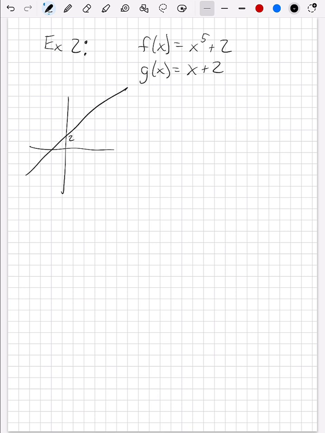Or multiple overlaps, I should say. So let's say f of x is equal to x to the 5th plus 2. g of x is equal to x plus 2. All right, and then just to give a rough sketch, g of x looks something like this, 2 being right there. f of x is going to look something like this.